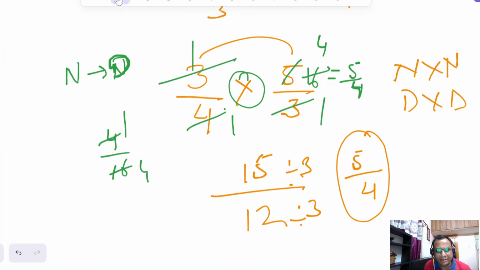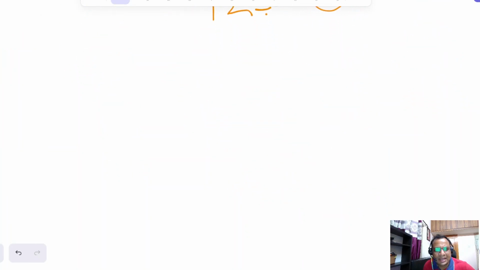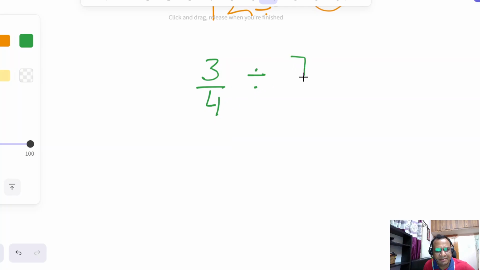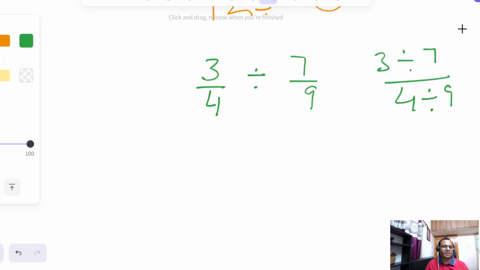Now, if we see the division, just one extra step. For example, if I have 3 upon 4 divided by 7 upon 9, it's not like 3 divided by 7 and 4 divided by 9. No, it doesn't work like that. In multiplication, we just multiply the numerator with the numerator and the denominator with the denominator. It's not like here we divide the numerator with the numerator and the denominator with the denominator. No, just one extra step.